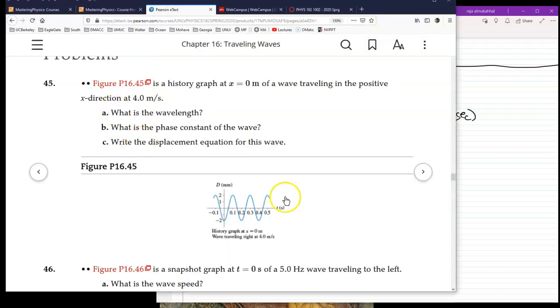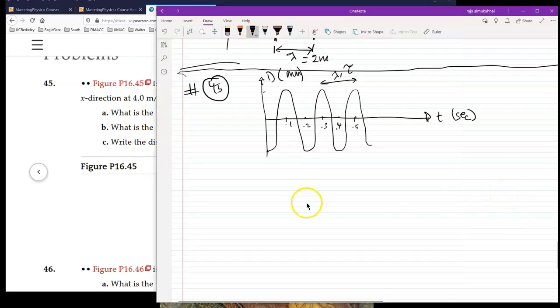He says, what's the wavelength? Well, we can just read it by looking at it. Remember, this is in time. Let's get the period first, okay? The period will be from 0.2, which is this trough, to this trough, correct? So that's from 0.2 to 0.4. So it's 0.4 minus 0.2. That's 0.2 second. All right? That's the period.